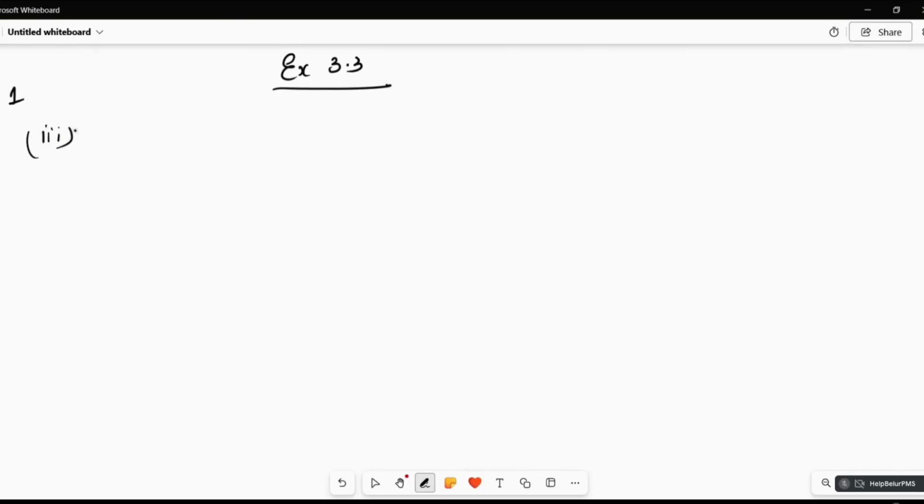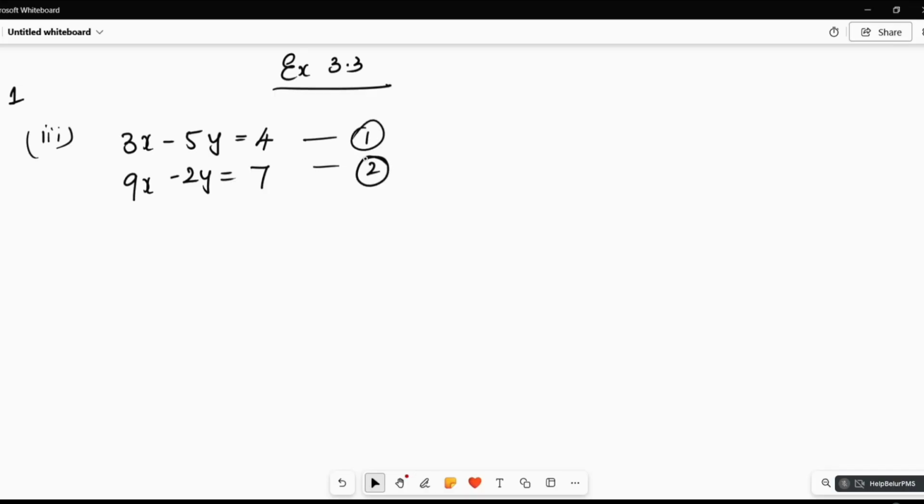Third question: 3x minus 5y is equal to 4, and 9x minus 2y is equal to 7. So there are two equations. 3x minus 5y is equal to 4, 9x minus 2y is equal to 7. Two equations are there.